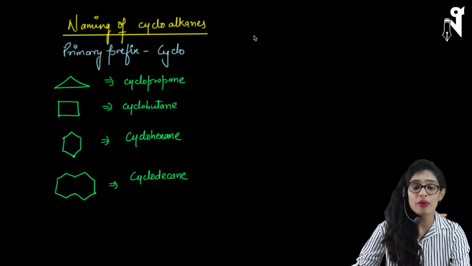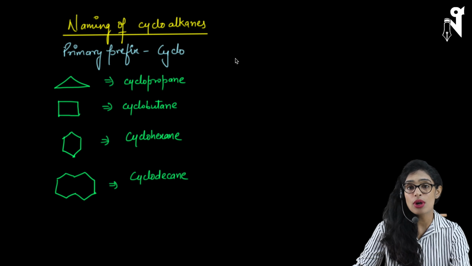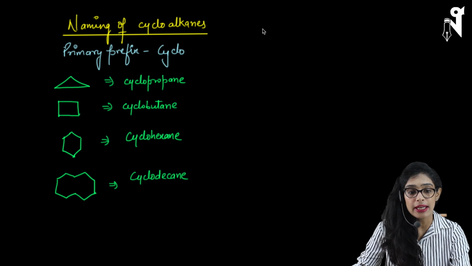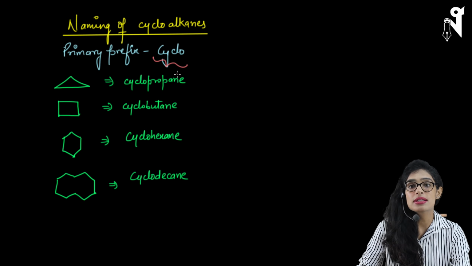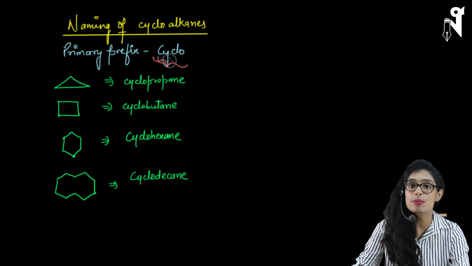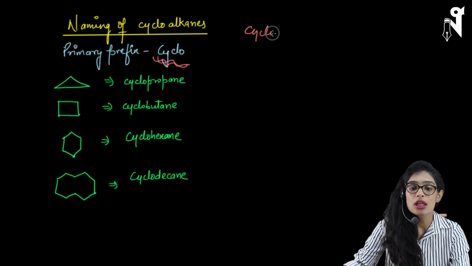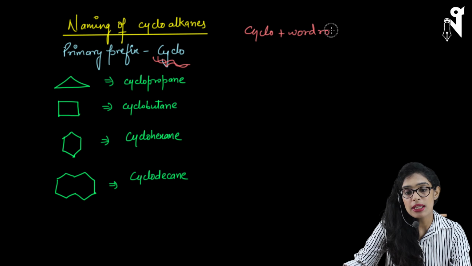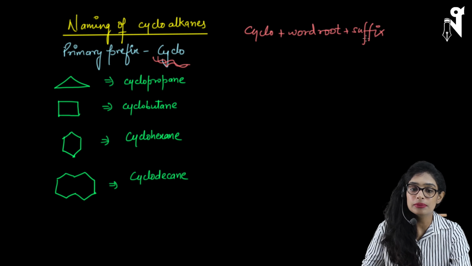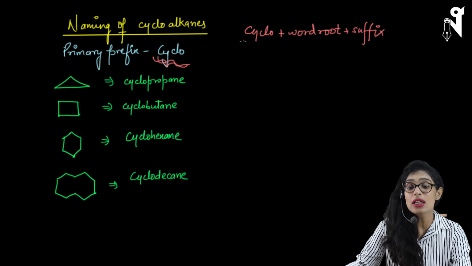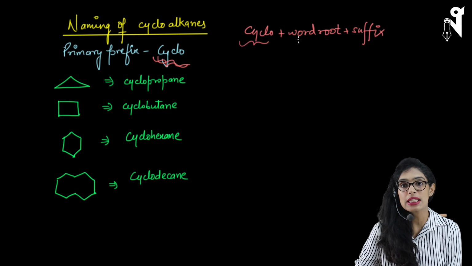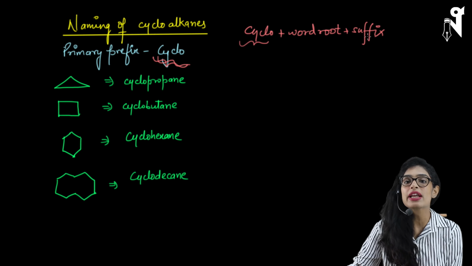Okay, how do we name it? We have a prefix for cyclic structures, and that prefix is cyclo. This is called the primary prefix, and the name will be cyclo plus word root plus suffix. Here, cyclo represents that the chain is cyclic, the word root represents the number of carbons present in the cyclic chain, and the suffix represents what kind of bonding is there.